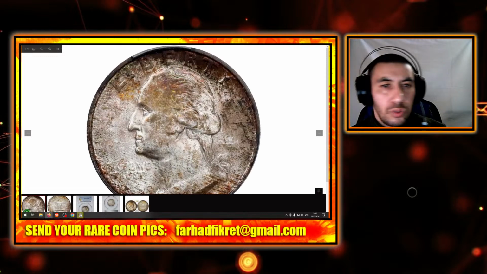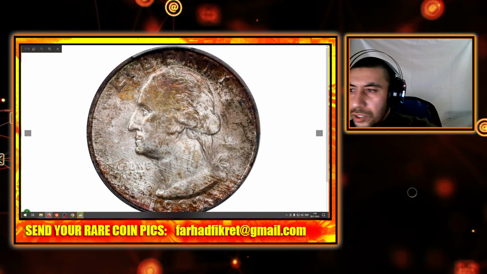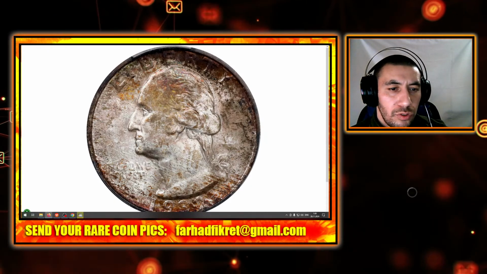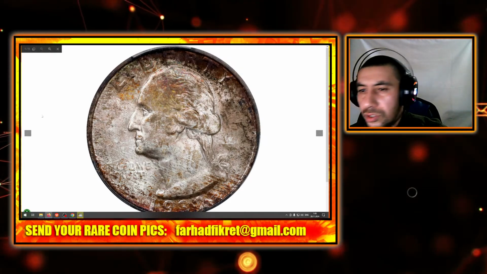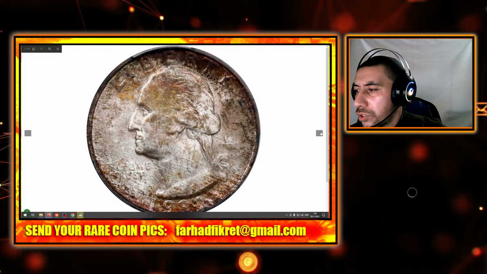So another error coin. No, it's not an error. It is an ordinary coin, but with attractive toning and superb gem condition. You see, the patination is so strong that it almost covers the weakly struck In God We Trust motto.